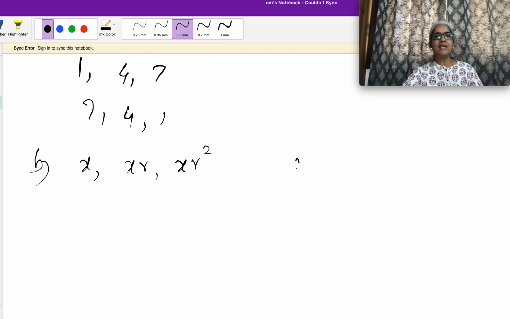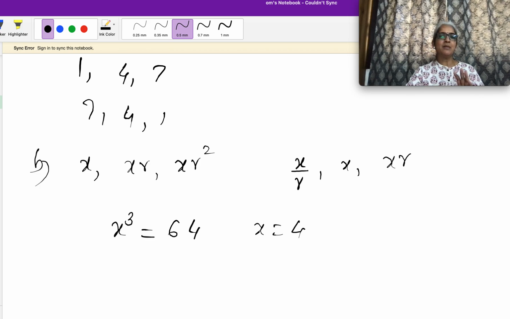However, if I write the numbers as x by r, x and xr, the use of writing these numbers is that if I multiply them, r will vanish because it will get cancelled, and I will say the product of the three numbers is 64. So one of the numbers is 4. So just by changing the format, which is valid, right? Like in the arithmetic sequence, I could go backward and forward. Even in the geometric sequence, when I have three consecutive terms, it is not necessary that I go in the increasing order only, right? Only in one direction. I can go both ways.